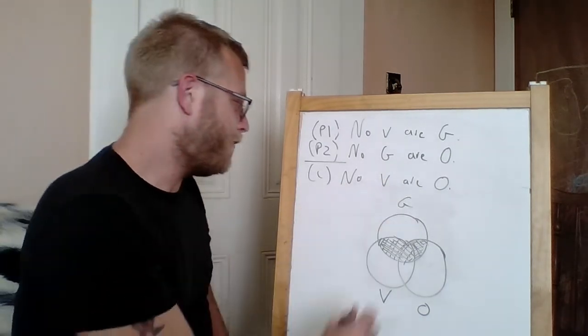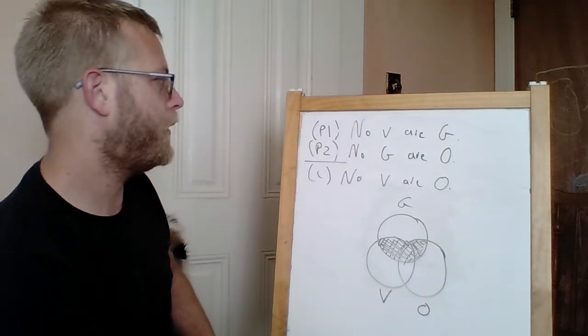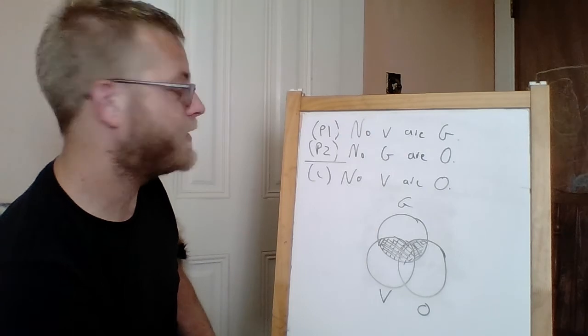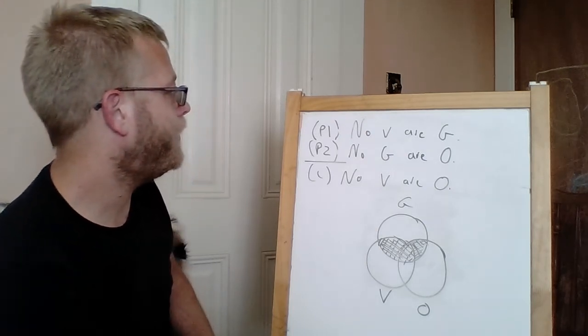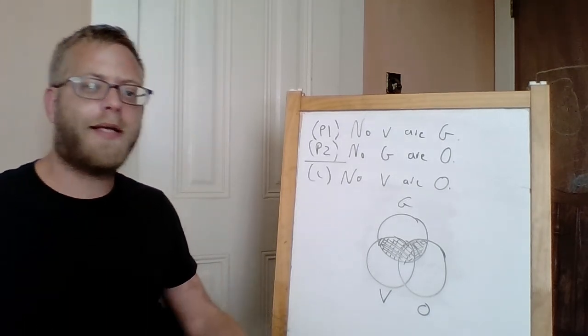If it said no V are O, then all of this would be blacked out as well. Okay. So that makes this argument invalid. Okay. I hope that makes sense.